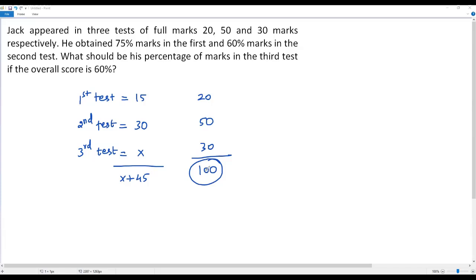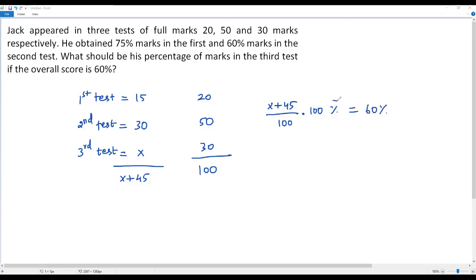Now to get the overall percentage in all the 3 tests, we have to write the marks scored by Jack in all the 3 tests, that is X + 45, divided by the total of the full marks in all the 3 tests, 100, and it has to be multiplied by 100. Then it will give the overall percentage of Jack in all the 3 tests. But this overall percentage is already given in the question. That is 60%. We can write 60%.